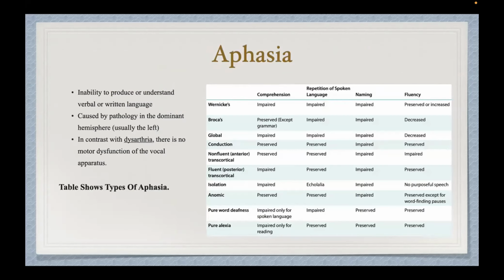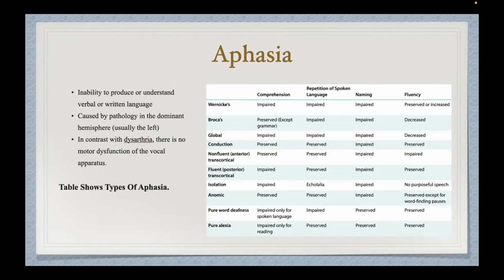Aphasia is the inability to produce or understand verbal or written language, which is caused by pathology in the dominant hemisphere, which is usually the left hemisphere. In contrast with dysarthria, there is no motor dysfunction of the vocal apparatus, meaning there is no articulation defect. There are types of aphasia given in the table.